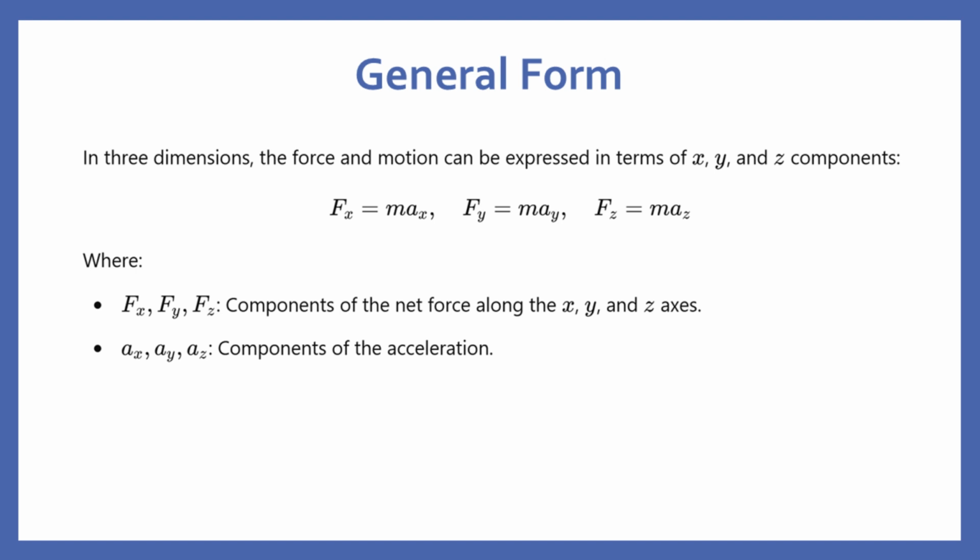The force component along the x-axis is equal to the mass of the particle multiplied by its acceleration along the x-axis. Similarly, the force component along the y-axis is equal to the mass of the particle multiplied by its acceleration along the y-axis. Finally, the force component along the z-axis is equal to the mass of the particle multiplied by its acceleration along the z-axis. These components help us understand how the particle moves in 3-dimensional space, providing a comprehensive view of its motion and the forces acting upon it.